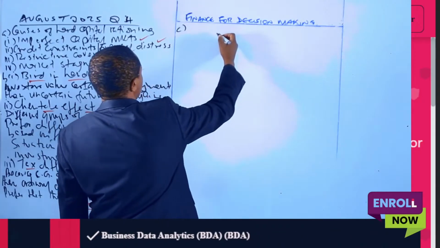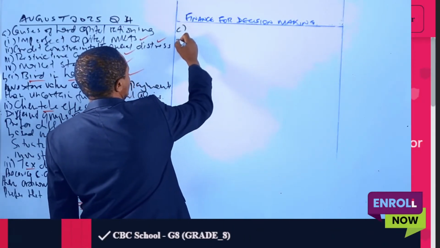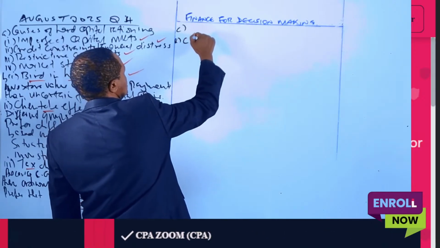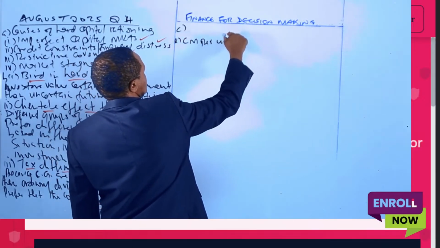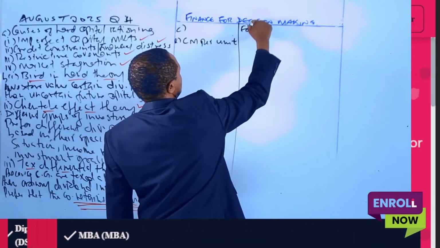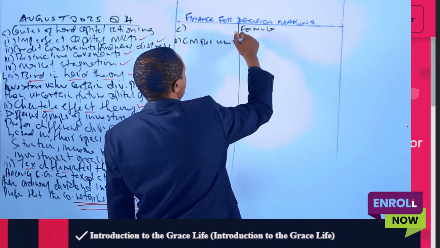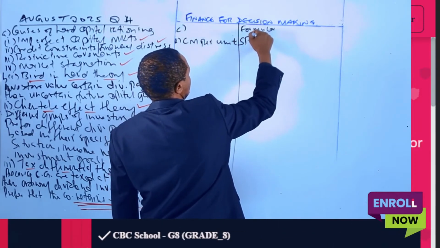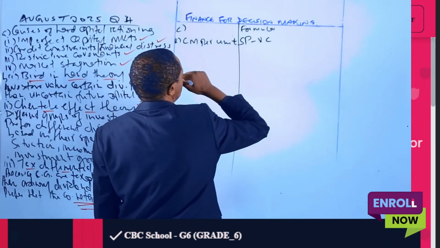So we have the requirement here, for example, contribution margin per unit. What is the formula? The formula of contribution margin per unit is selling price per unit minus variable cost per unit. That is the formula.